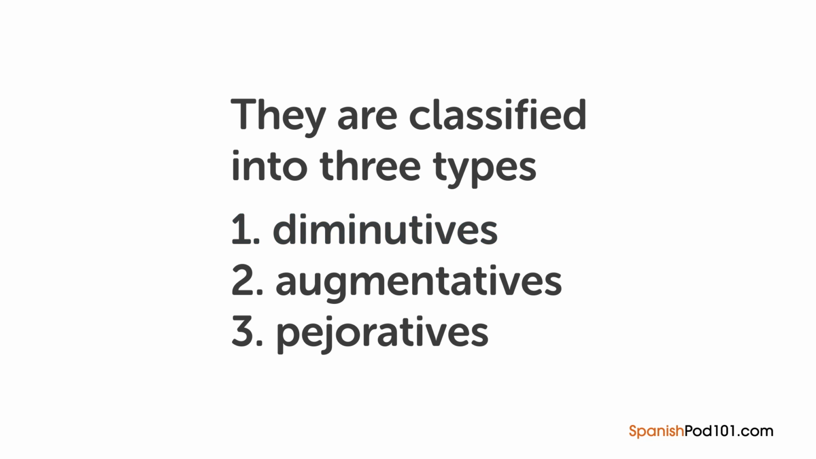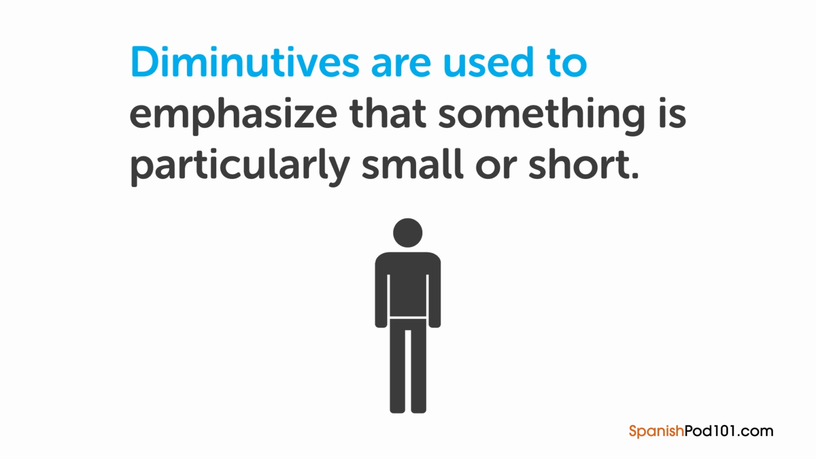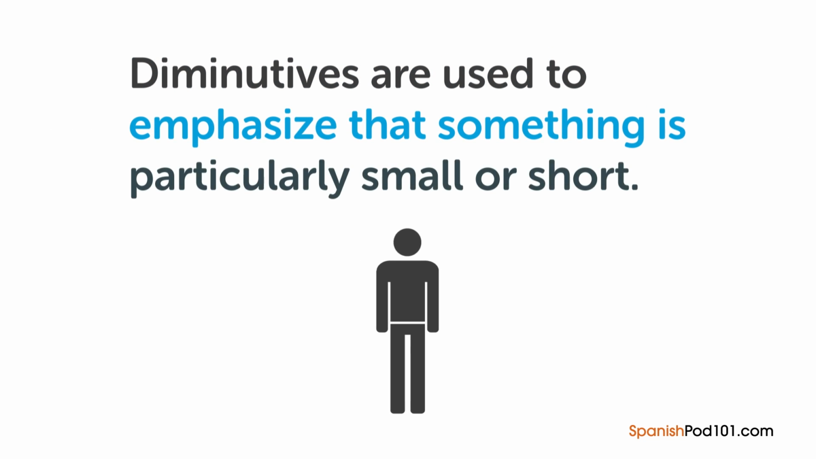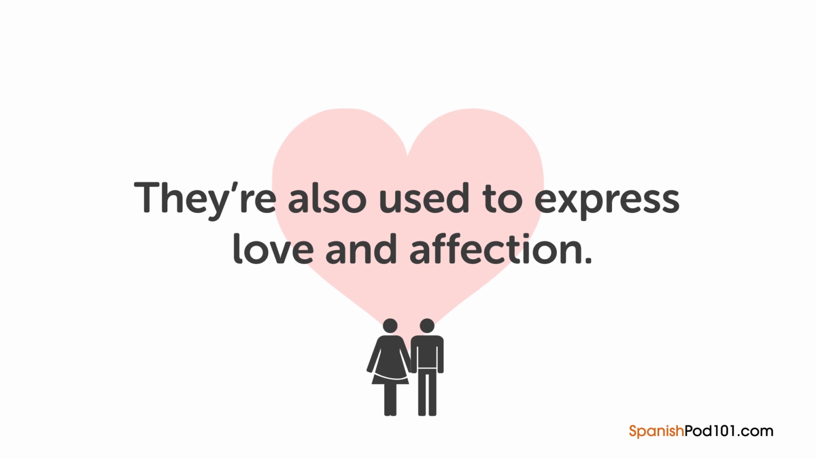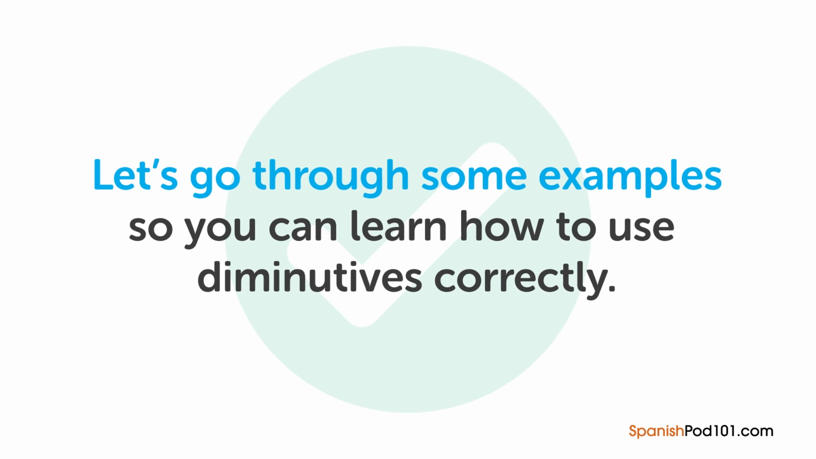Vamos allá! Let's go! Diminutives are used to emphasize that something is particularly small or short. They are also used to express love and affection. Let's go through some examples so you can learn how to use diminutives correctly.